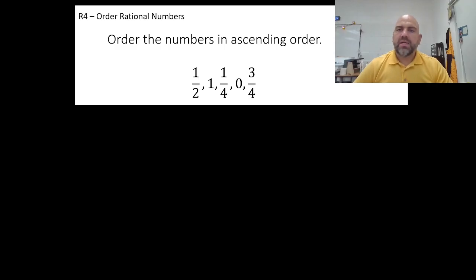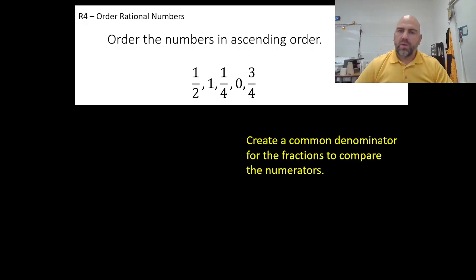When we're doing a question like this, I'm going to recommend, and this is something I'm going to ask you to show your work in as well, that you create a common denominator for the fractions to compare the numerators. So create a common denominator. Now, 1 and 0 is a little bit more difficult to think of because they're whole numbers already, but we can still make a common denominator of 4 for all of these, and this is what it's going to look like.